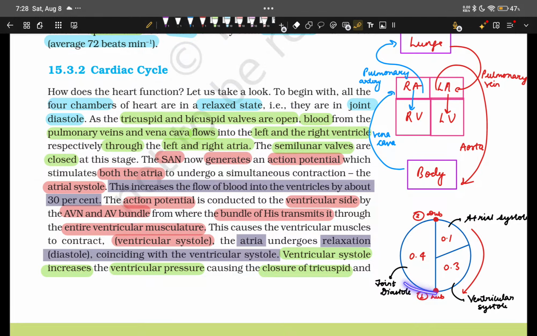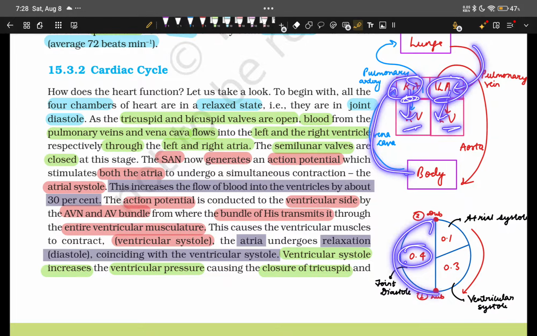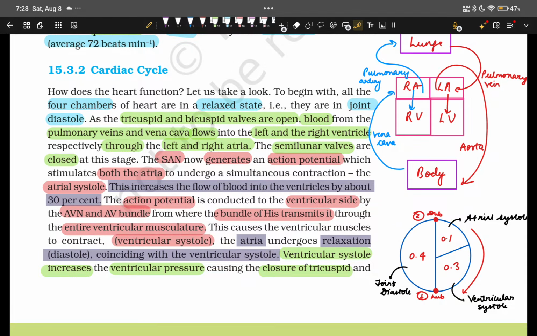So what they are saying is that joint diastole is about 0.4 seconds, while the total cardiac cycle is about 0.8 seconds. In joint diastole, the tricuspid and bicuspid valves are open, so blood flows from the vena cava and pulmonary vein to the right atrium and left atrium respectively, and then gets transported to the right ventricle and left ventricle. The semilunar valves here and here are closed. That's the whole thing here.